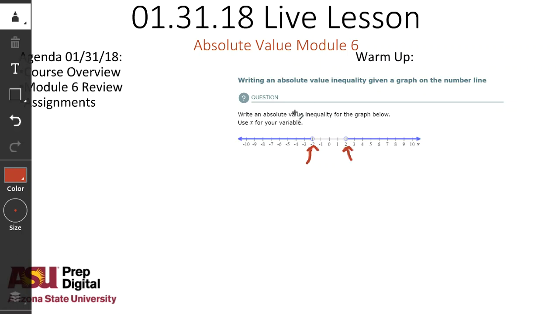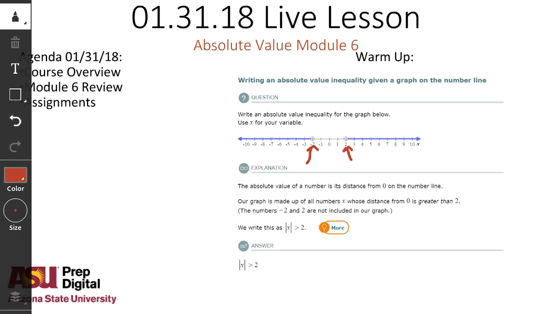So that means when I'm writing my inequality, I know that I'm just going to use less than or greater than. We're not including, in this case, -2 and +2. And we have values that are lower than -2 and greater than +2. So when I write my inequality, I can utilize the absolute value.